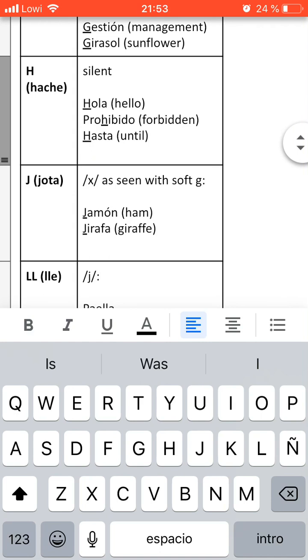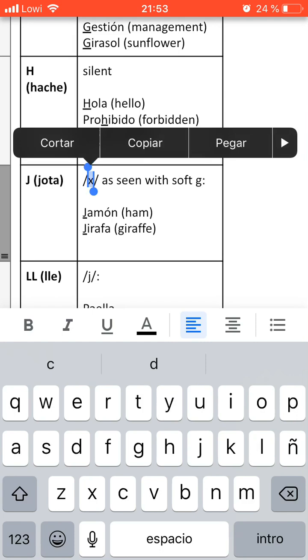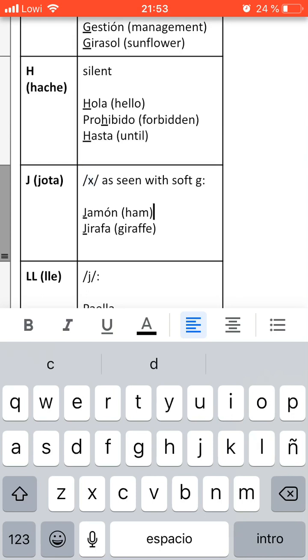Now we have the letter J, which is called jota. So we can take a guess, and it's an aspiration sound, aspiration phoneme, as we have seen with the soft G. We have here examples: jamón and jirafa, meaning ham and giraffe respectively.